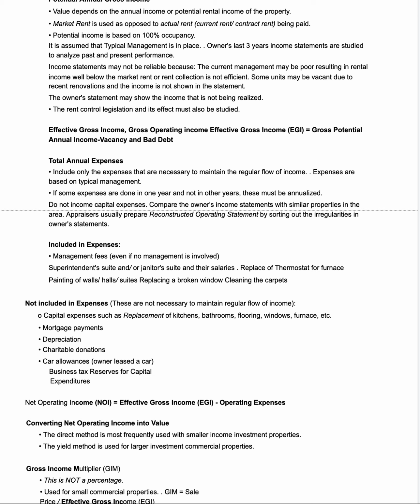Some expenses should be included. Typically, one of these would be management fees. Even if the owners of the apartment building have been managing it themselves, a management fee should be included, as time is money. If there is a superintendent who is given the use of a free apartment, the expected rental on that apartment should be included in the gross potential annual income and then shown as an expense.